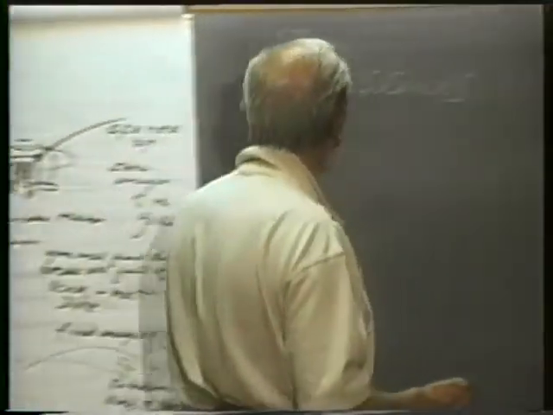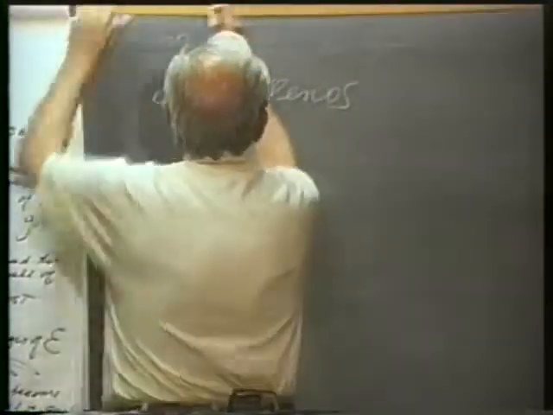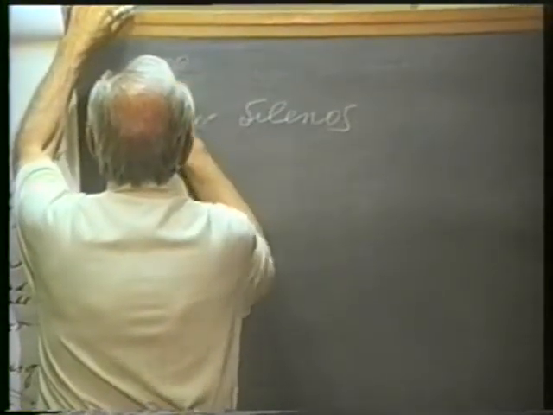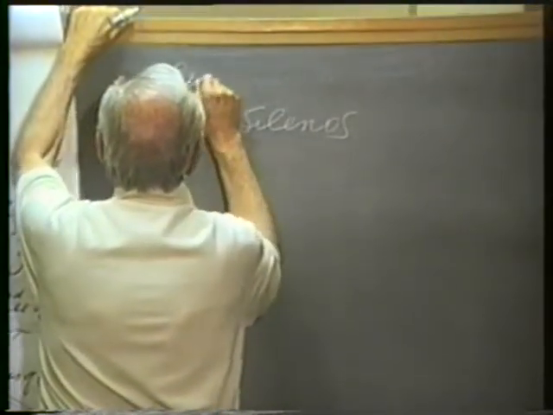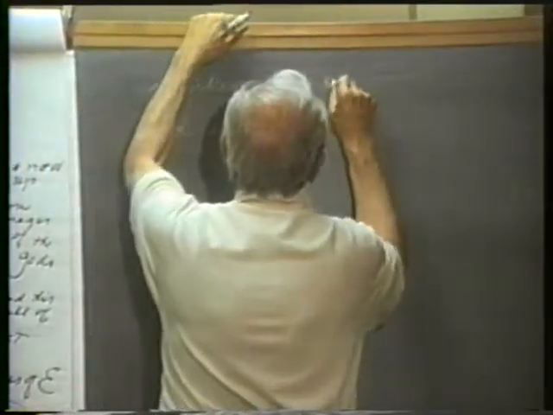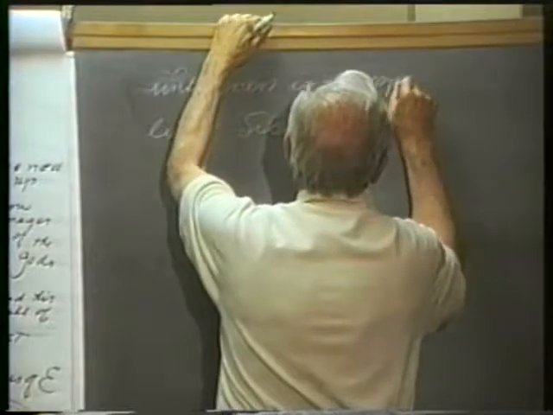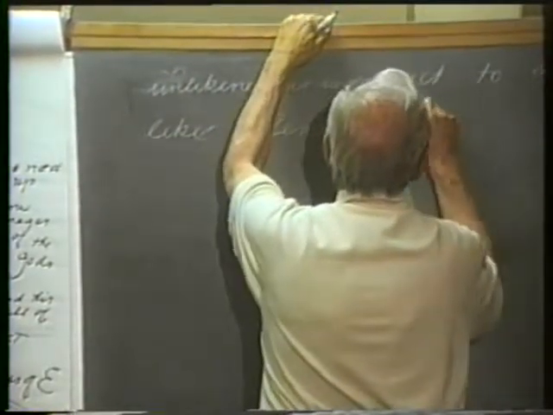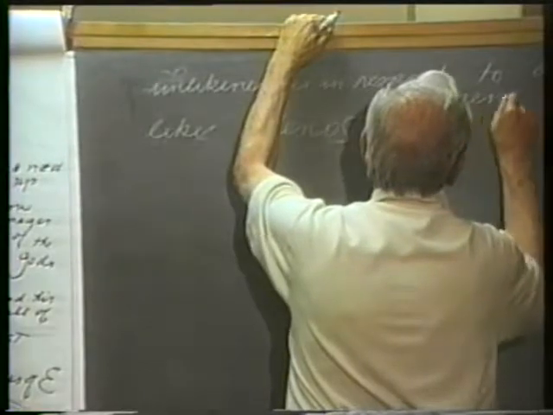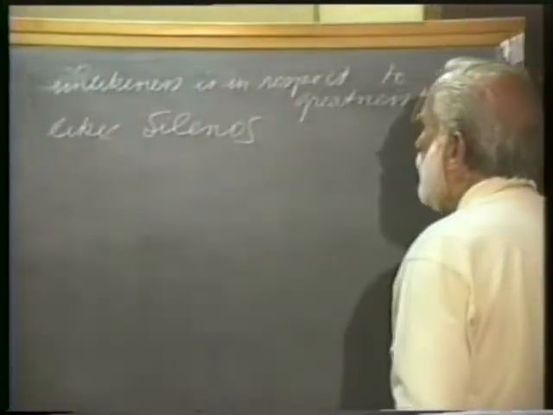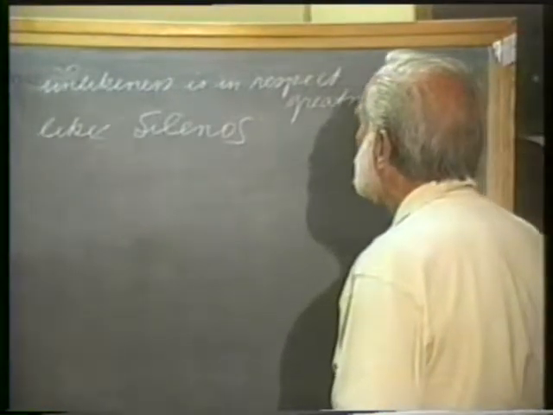We have in the comparison with the Marsyas, he is unlike, the unlikeness is in respect to a greatness for Socrates. Now, how is he going to deal with this Selenos figure?